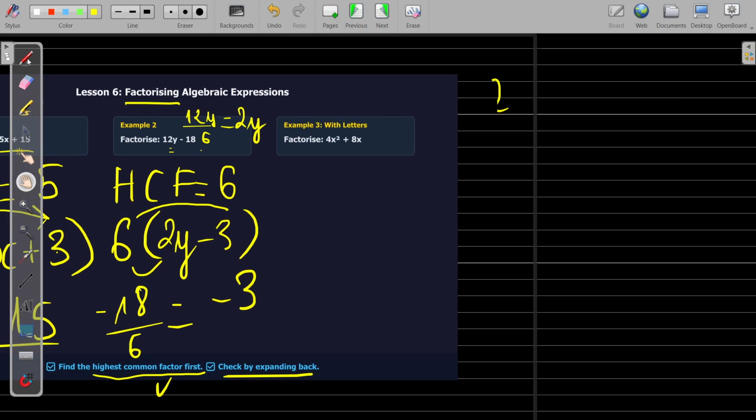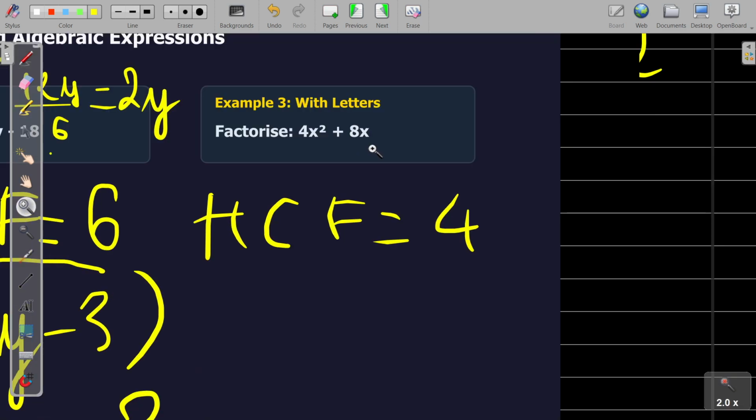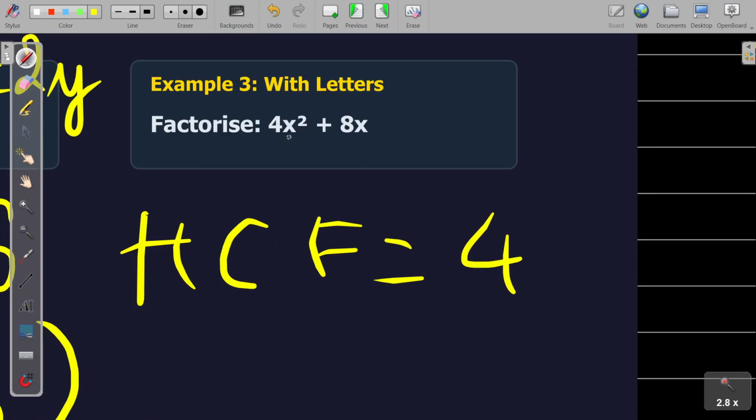For the next one, example number 3, we're using letters. This is a trap, of course, because in our first step we want to find the HCF. The numbers 4 and 8 share a common factor of 4, yes. However, if you look very closely, you will see that both of these terms contain x. Because they contain x, they can divide by x. So it means that the highest common factor is actually 4 with an x. So it's 4x right here.